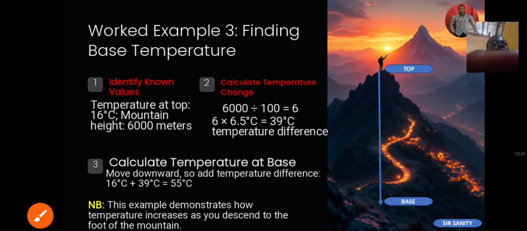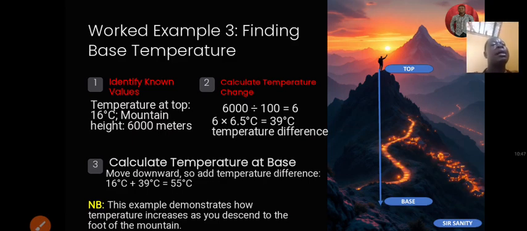Then the third example for today is finding base temperature. This one, they have given you the temperature at the top and you are looking for the one at the base. So you have to go with the same formula. You must find the difference. You divide the height by 100,000. Then you multiply by 6.5. Because now you are at the top, you are going to add what you get, because you are coming down. The more you come down from the mountain top to the base, the more the temperature increases. But when you are at the base and you are going upwards, the lapse rate formula says that temperature falls, which is 6.5.